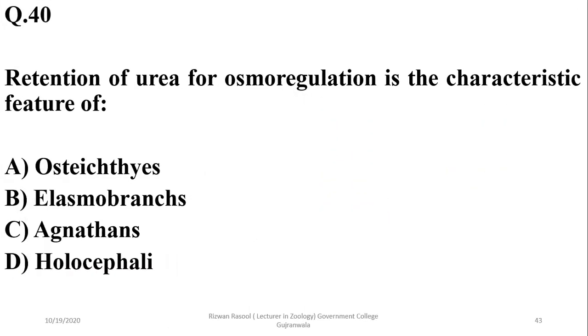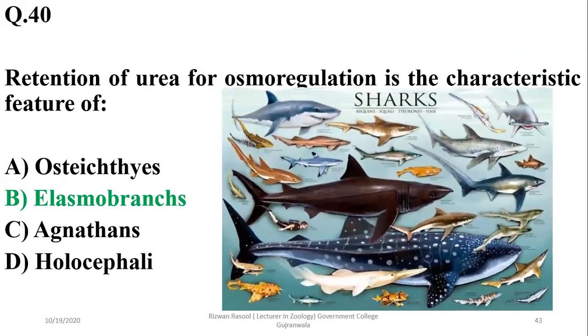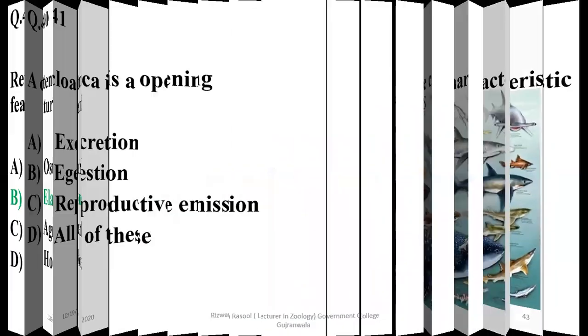Retention of urea for osmoregulation is the characteristic feature of some cartilaginous fishes, and they're classified as elasmobranchs, such as sharks, certain types of sharks. They retain urea and thus they maintain hyperosmotic body conditions despite salty marine environment. A cloaca is a common opening for excretion, ejection, as well as reproductive emission. So right option is delta.